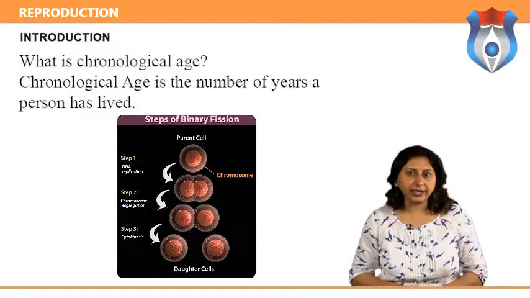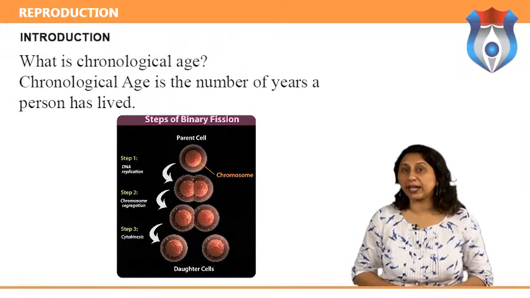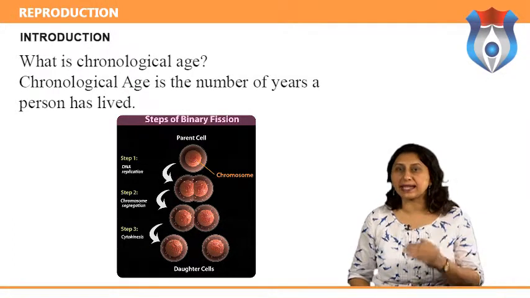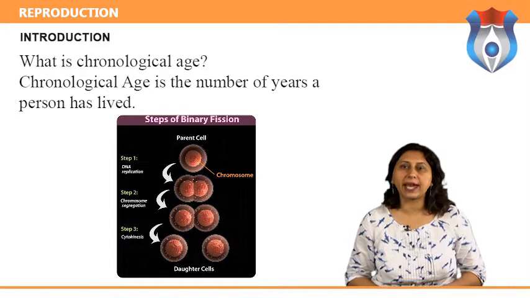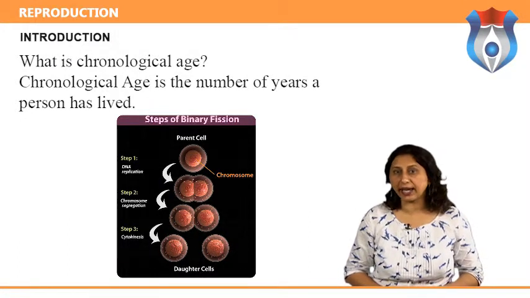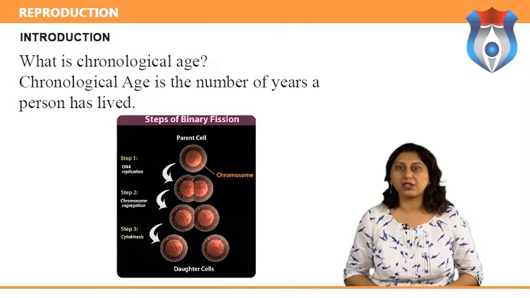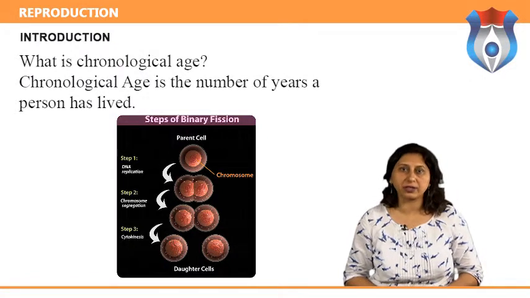What is chronological age? Chronological age is the number of years a person has lived, used especially in psychometrics as a standard against which certain variables such as behavior and intelligence are measured.